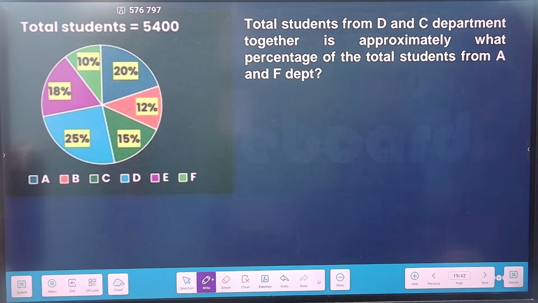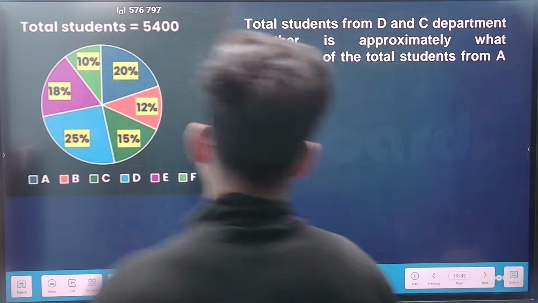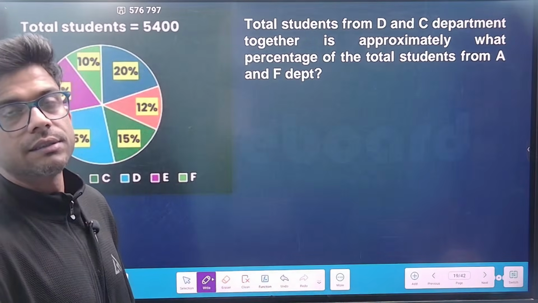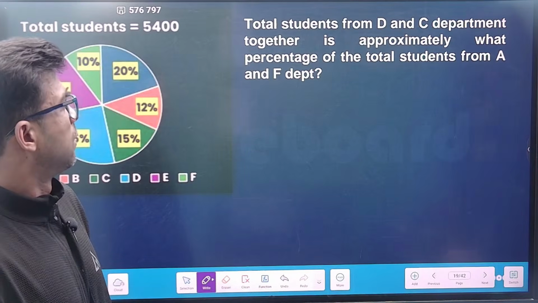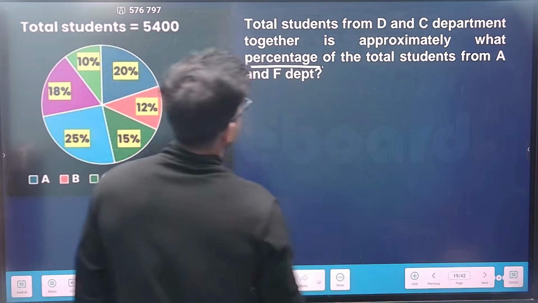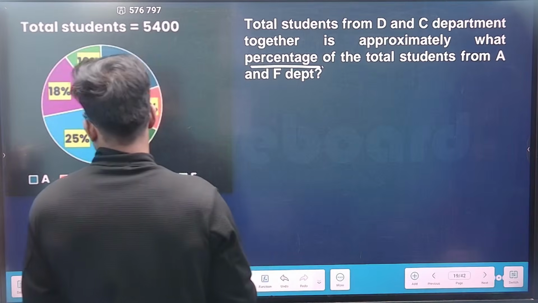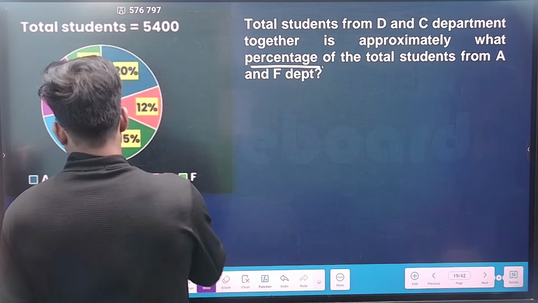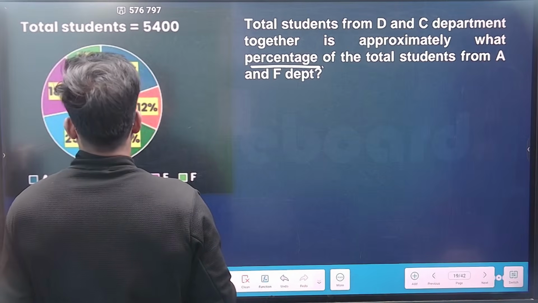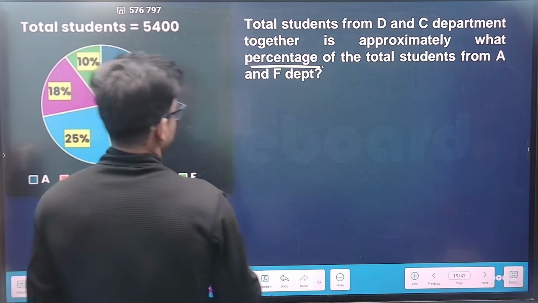Total number of students from DNC department together. I don't know the names of DNC, so you need to figure it out. First of all, DNC. Achha, they are talking about the percentage here. So DNC percentage: 25 plus 15.